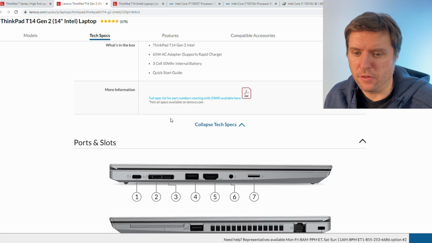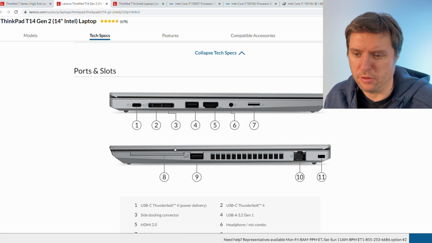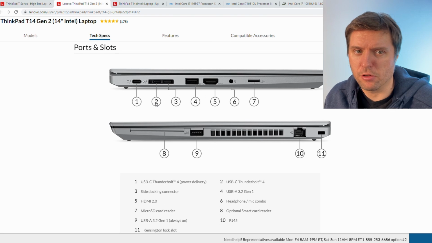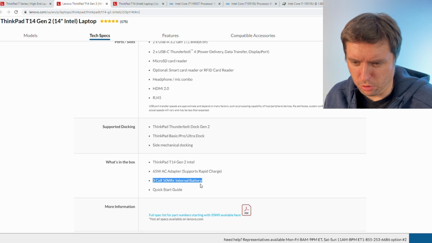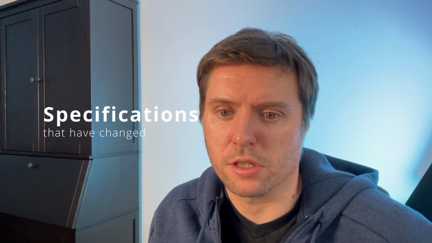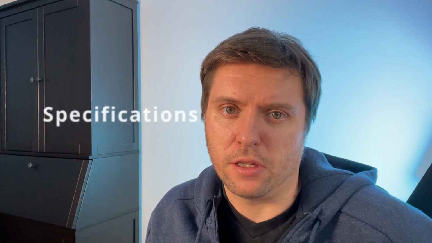And you can see that when you look at the pictures. Okay, here are other colors, but these are basically the same interfaces: USB, Ethernet, USB-C, USB-C, USB, HDMI, headphones, and microSD. These are basically the same as last year. And also the batteries did not change at all. Both of them have a 3-cell 50 watt hours battery. So what has changed significantly is of course the processor. To some extent, the memory and the graphics card.